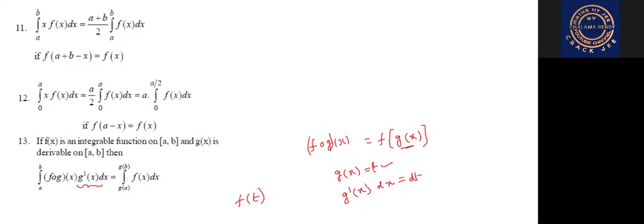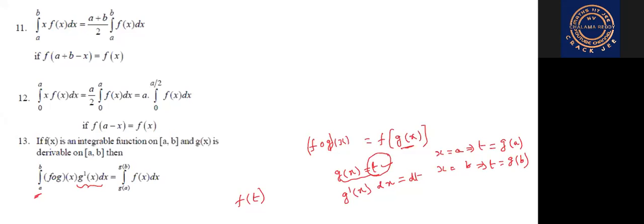Same as the function, the limits are also going to change. The limits are x values. If x is equal to a, then what is the t value? t is equal to g of a. If x is equal to b, then t is g of b. When the function is changed in terms of t, automatically the limits also have to change in terms of t only.